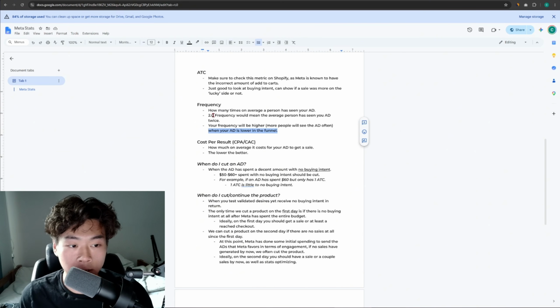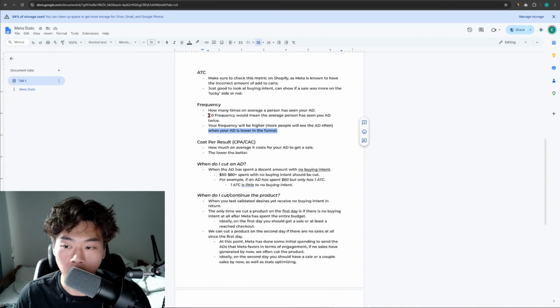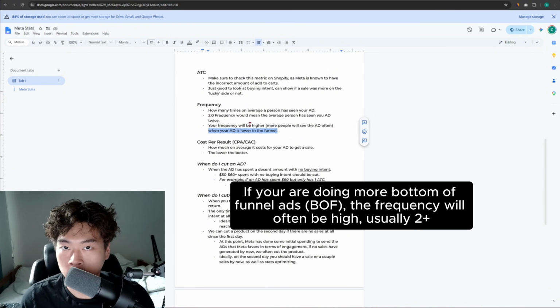If you're doing long form natives and your frequency ends up being 2 or higher or close to 2, then that would mean something's kind of wrong with the ad. For some reason, it's showing to the same people almost twice.